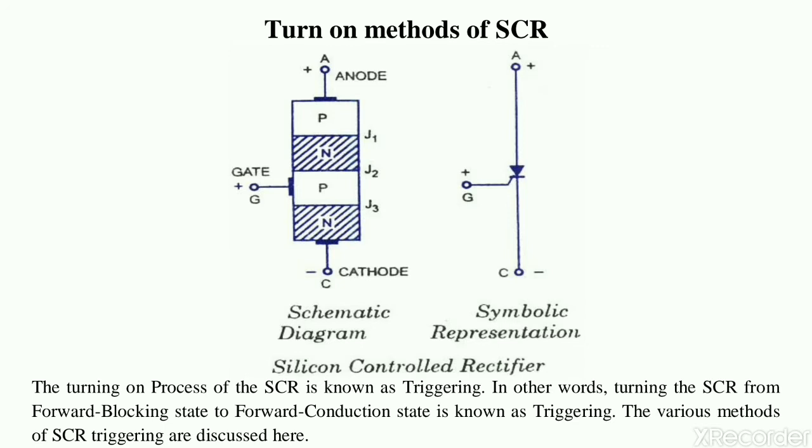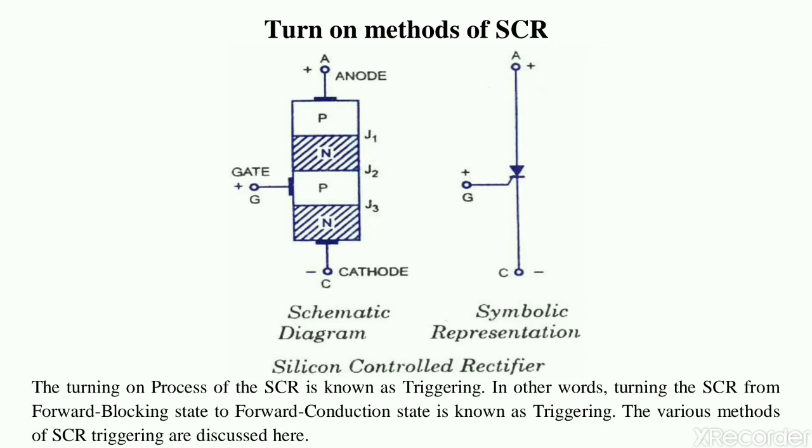The junction between the top P and N layer is J1. Also below that there is a J2 junction, and the junction between P and N is J3. The gate terminal is connected to P type material. Anode A is connected to the upside, that is P type material, and cathode C is connected to N type material. So we will discuss the turn on methods of SCR.